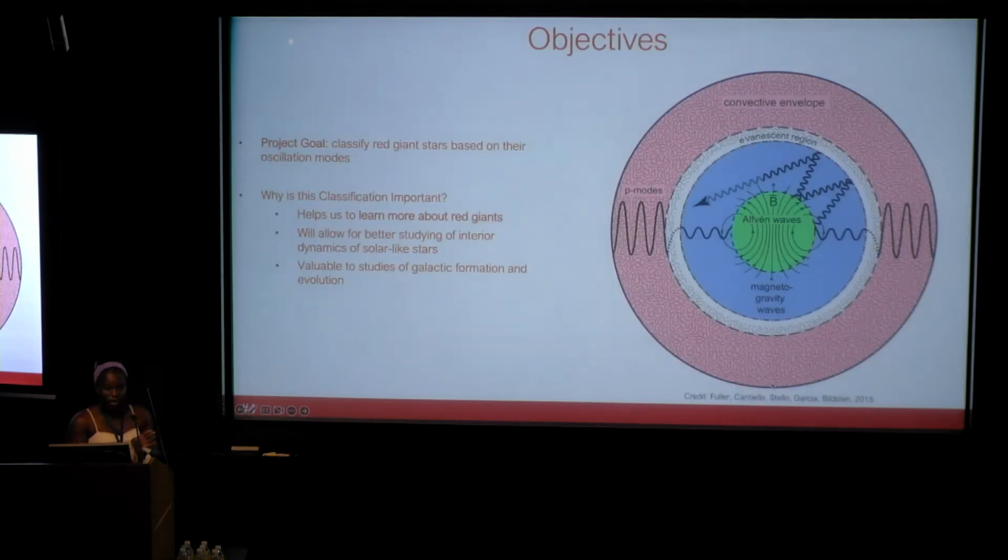Like our title states, the objective of this project is to classify red giant stars based on their oscillation modes. Stars will present different degrees of coupling in that L equals 1 oscillation mode based on their evolution, which is why L equals 1 has our focus. On this figure here, we can also see that region between the core and the envelope where the coupling between the acoustic and the gravity modes occurs.